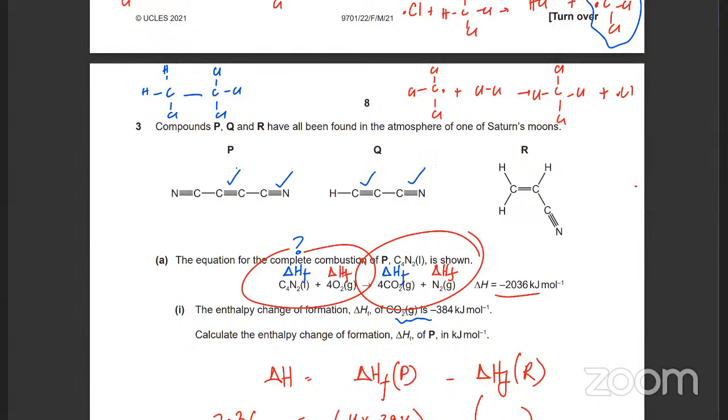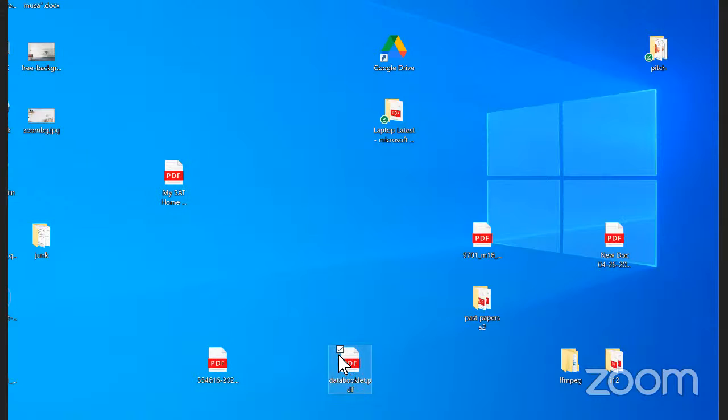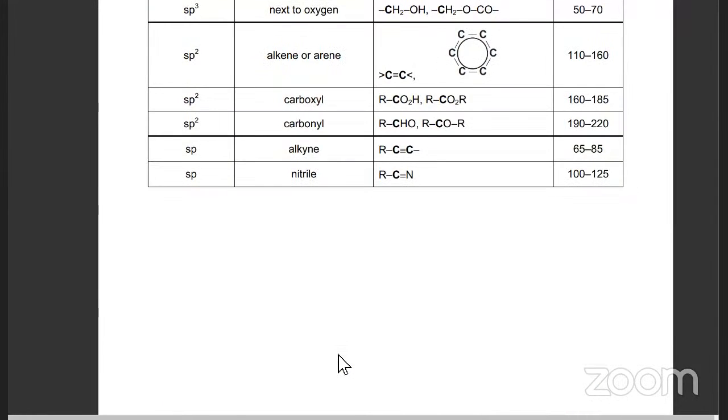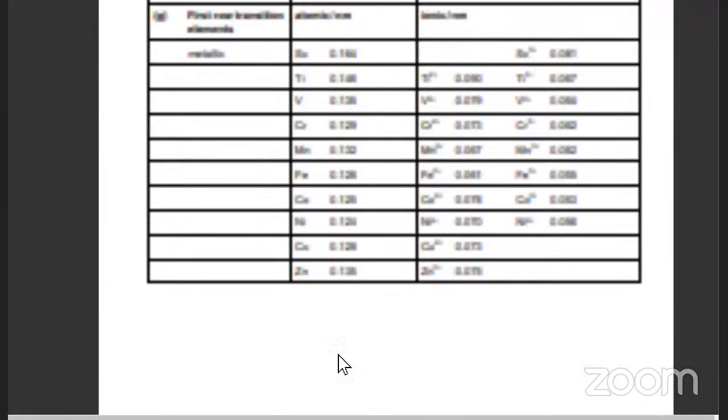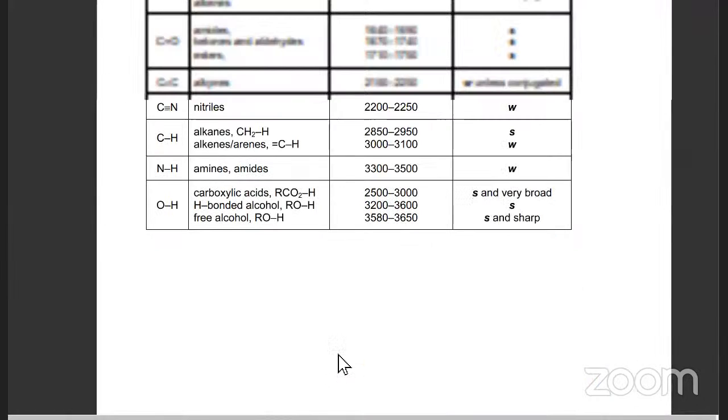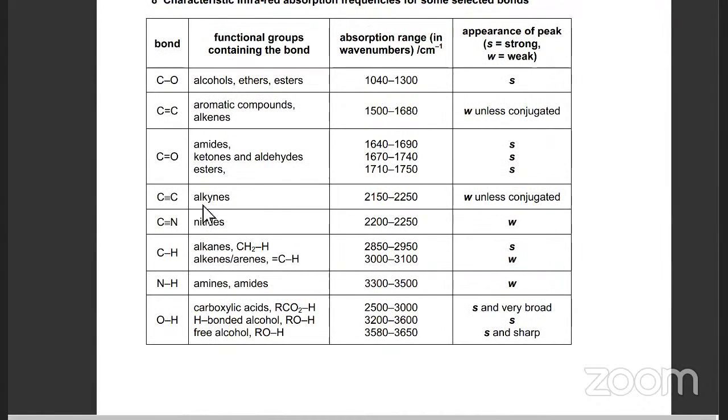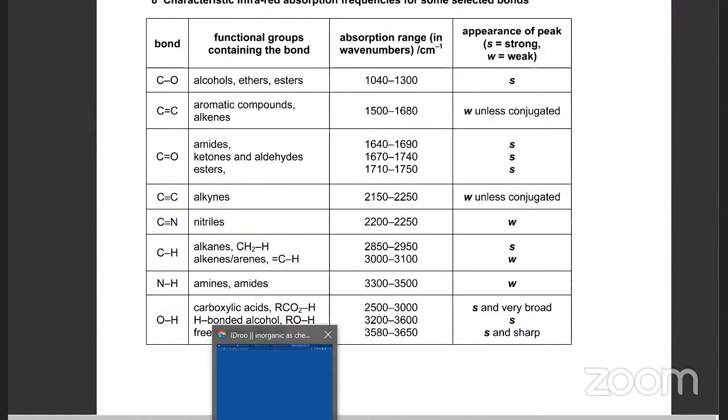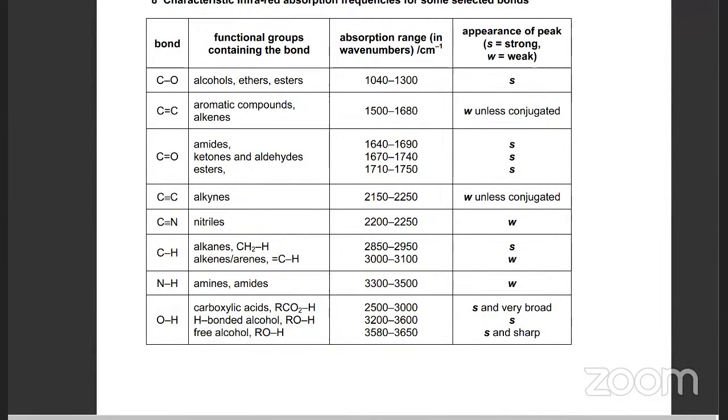So bas data booklet open karo and just have a look. Where is it? See. So C triple bond C, you'll tell them that there's going to be an absorption at 2150 to 2250 in both of them. And there's a C triple bond N as well. That's right next door, also 2200 to 2250. So both these absorptions will appear in both molecules.